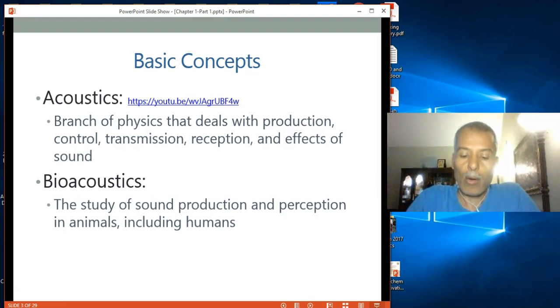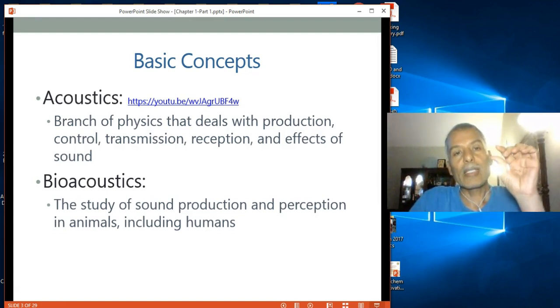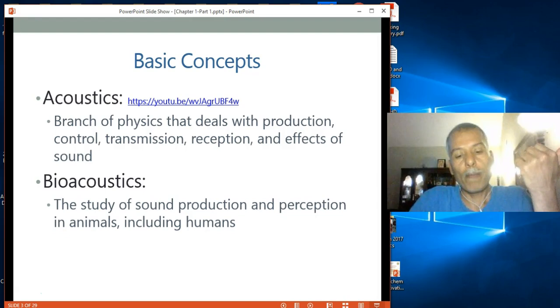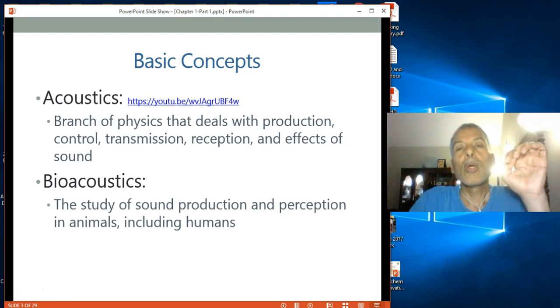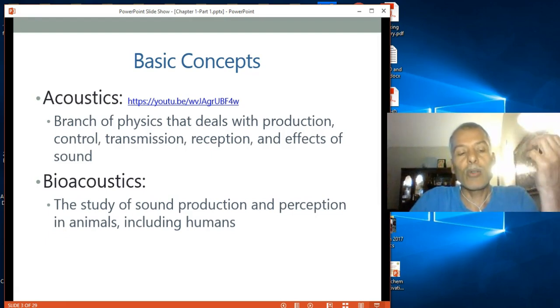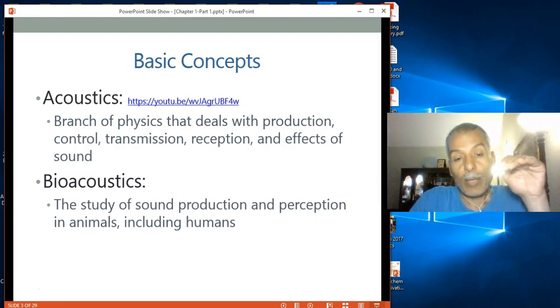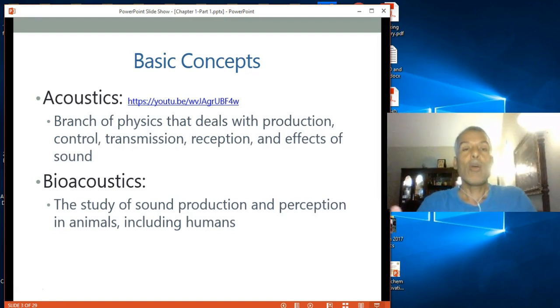Bioacoustics now limits the concept to living things. Bio means living. So biology is the science of living creatures. So bioacoustics is the science that deals with the production and perception of animal sounds, including humans. So any living creature that makes a sound, if we study how it is made, produced, controlled, transmitted, received, and what effects it makes, by animals, then that will be bioacoustics.